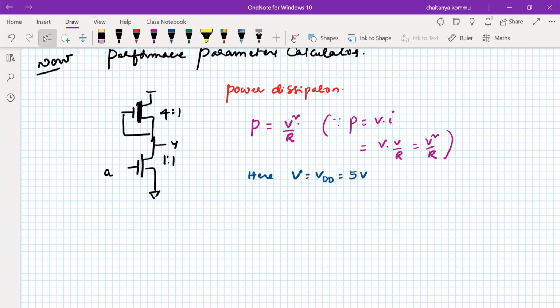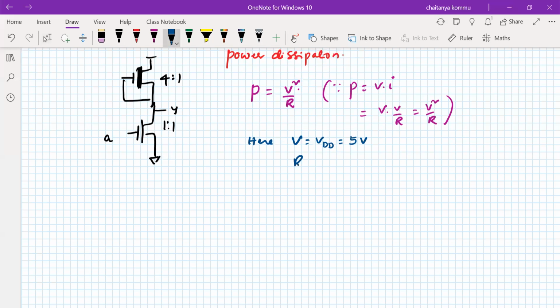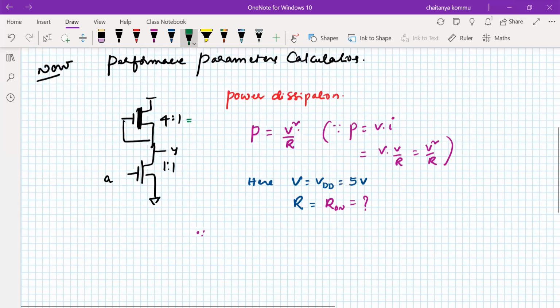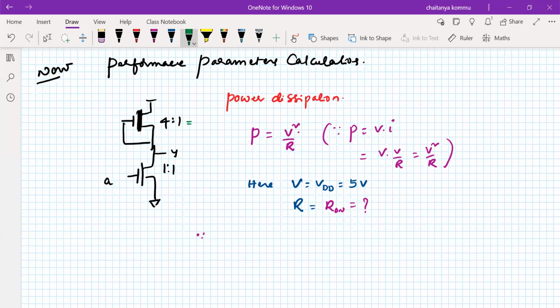What about R? R is nothing but R on. So what is the R on for this particular network? A very small calculation is required. If I say 4:1, what is the minimum transistor dimension? 2 lambda by 2 lambda. This is the length to width ratio.